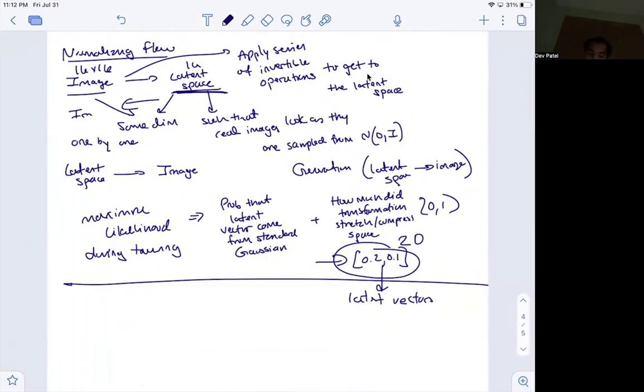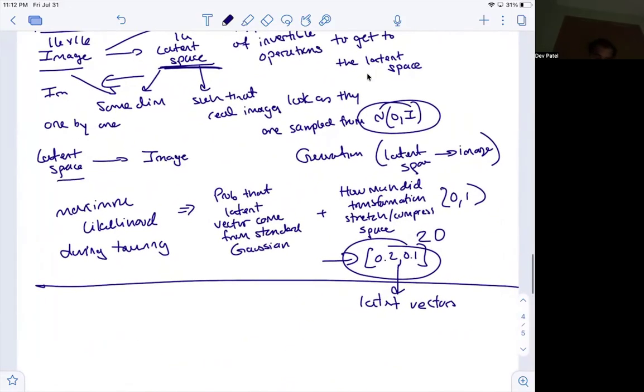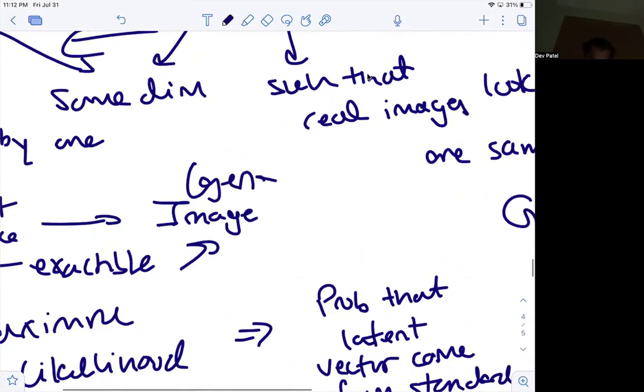We want to make sure that the latent space for the real images looks as though it is sampled from a normal distribution. So it's going to update the weights such that the real images look like samples from this normal distribution. So it learns that mapping. After it learns that mapping, because it's invertible, we can go from latent space. We randomly sample a vector from the standard normal, and then we're able to apply those exact same invertible operations to produce and generate an image.